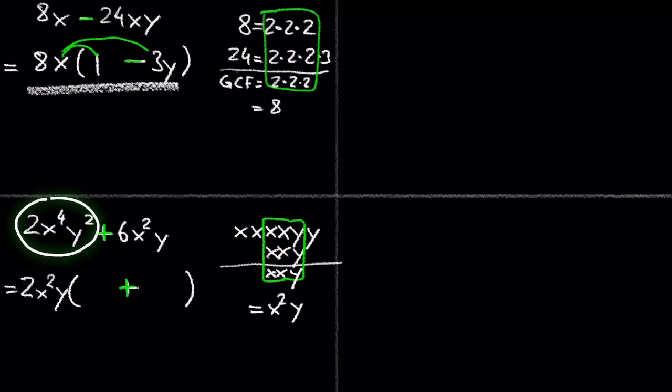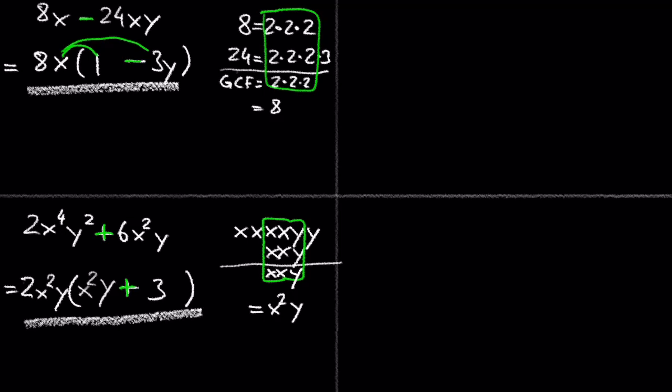Now, 2x to the fourth y squared divided by 2x squared y is x squared y, and 6x squared y divided by 2x squared y is 3. If it's easier for you, you can also ask 2x squared y times what is 2x to the fourth y squared, and 2x squared y times what is 6x squared y.